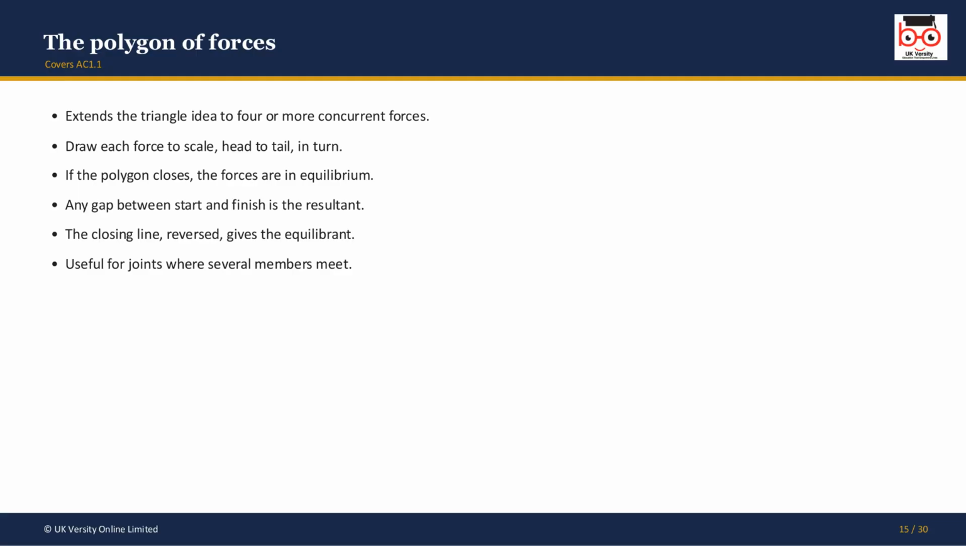If the polygon closes, the forces are in equilibrium. If there's a gap left between where you started and where you finished, that gap is the resultant, and reversing it gives you the equilibrant.